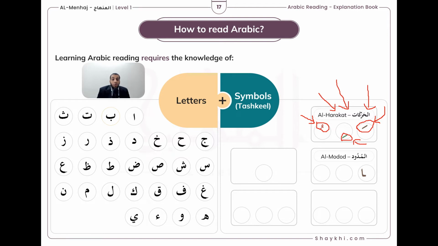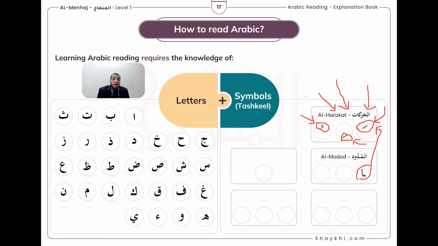We have the first category, al-madd bil-alif. Al-madd bil-alif looks like what? Could you guess? Exactly. It looks like al-fatha. So al-fatha looks like al-madd bil-alif. So we have just one difference here. Could you guess it? I think you guessed it. What is that difference? The difference is the time of the sound.